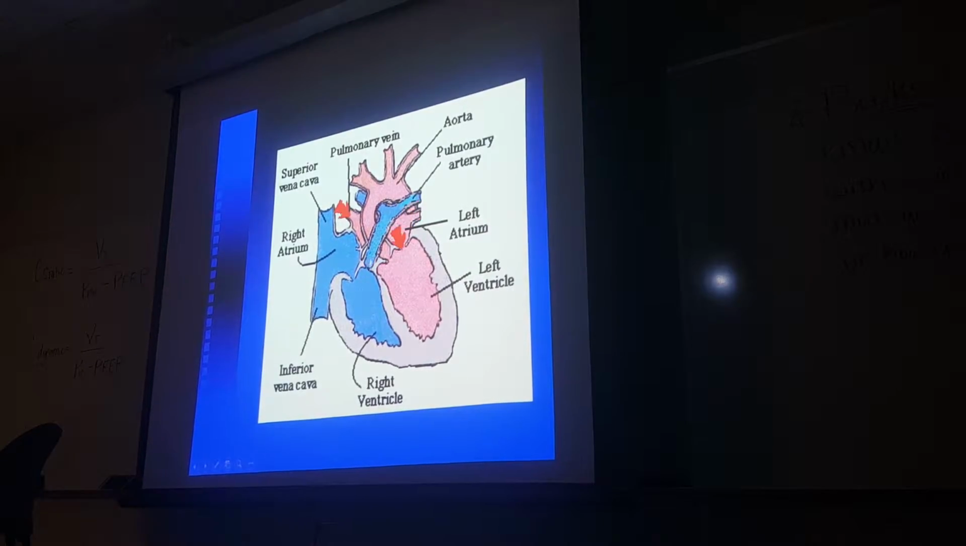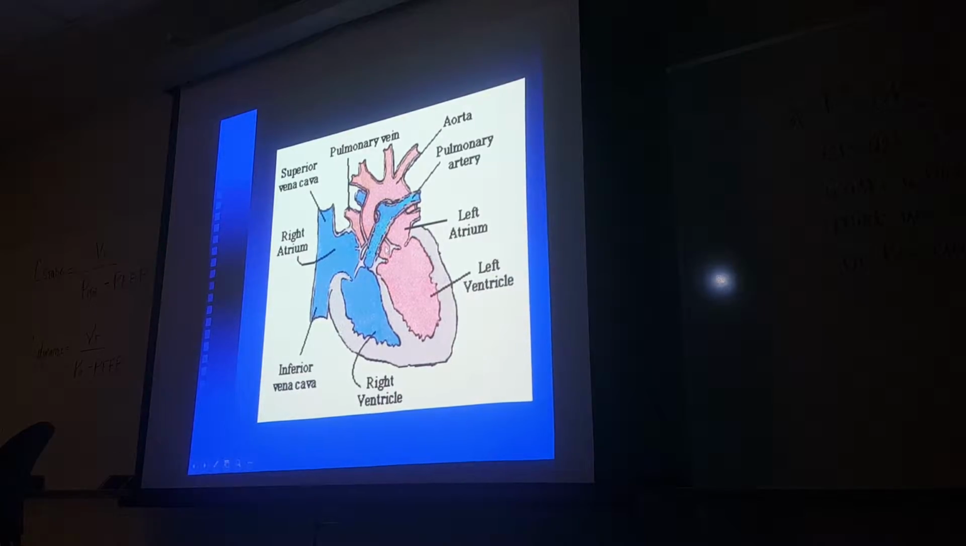That's a pulmonic valve, this artery. The pulmonary artery is connected to the right ventricle. What kind of blood is here? Deoxygenated. And it's going to the lungs to get oxygenated. What is this structure called?